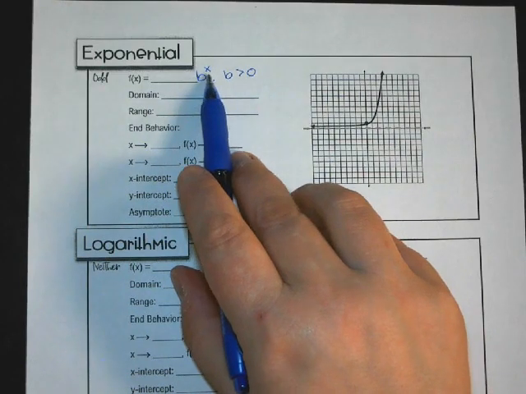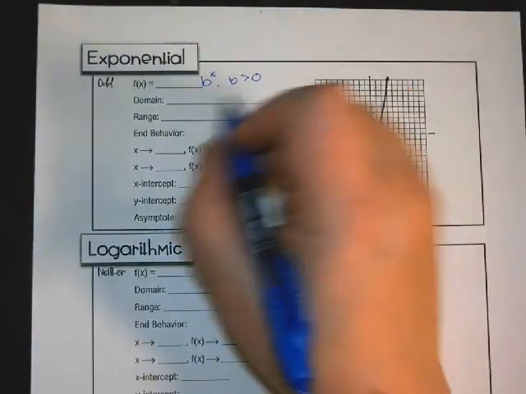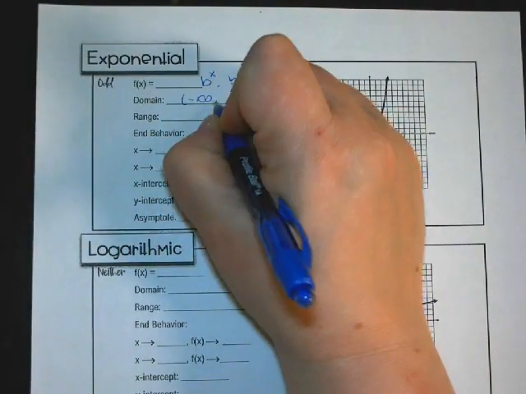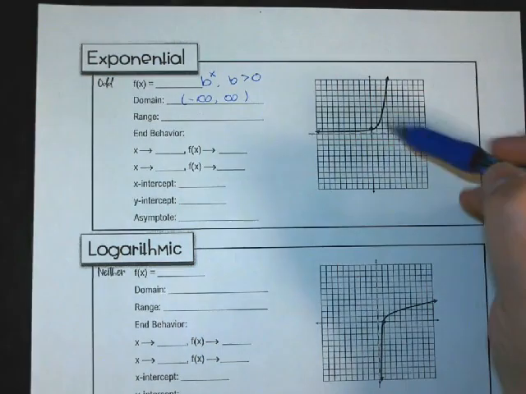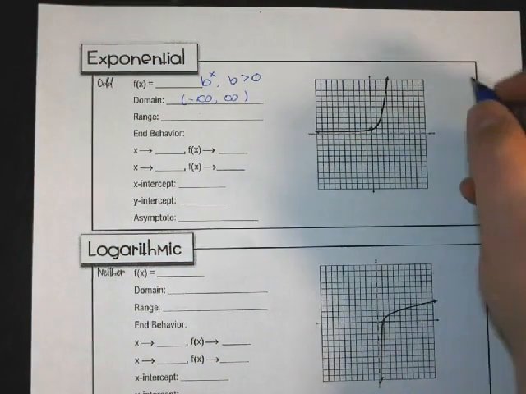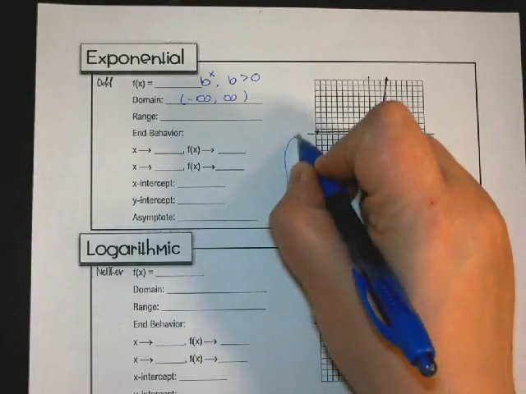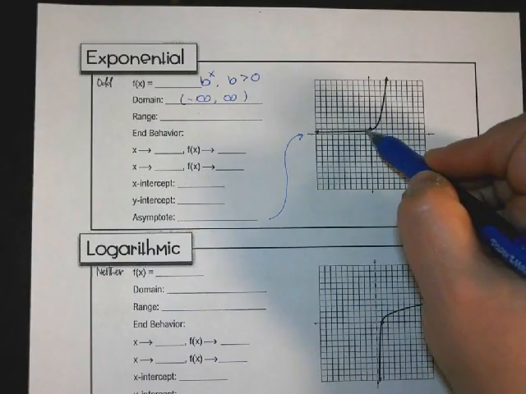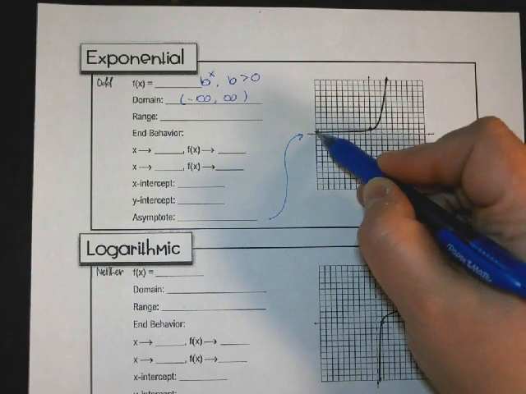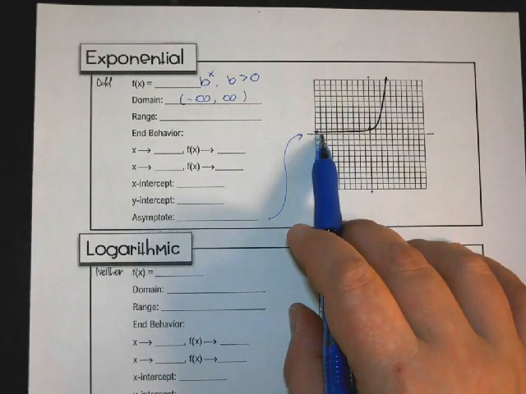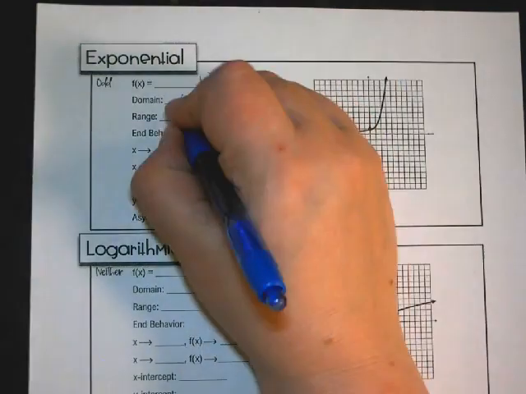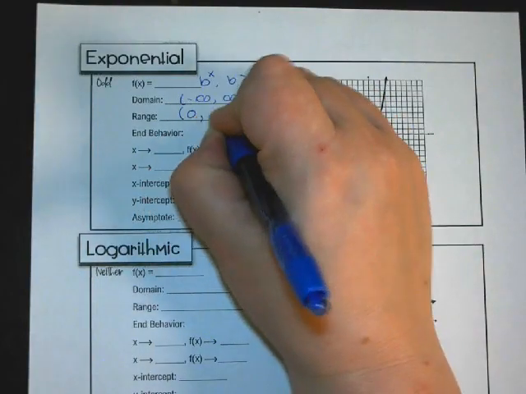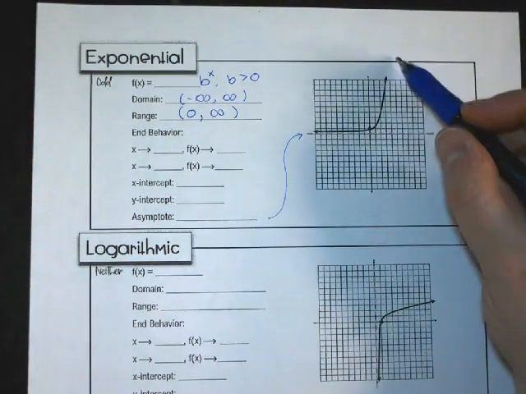So my domain, I can put anything in for x. There are no restrictions on what I can put in for x. My domain is going to be negative infinity to positive infinity. My range, if I look at this, I actually have an asymptote right here. I have an asymptote on the x-axis. And so that means that I don't care how negative I get in the x direction, it's never going to hit, touch, or cross over 0. That means that my range is not going to include 0, but will go up to positive infinity.